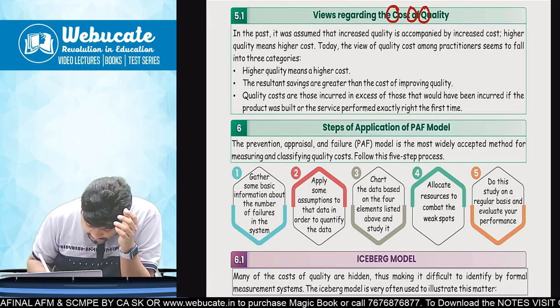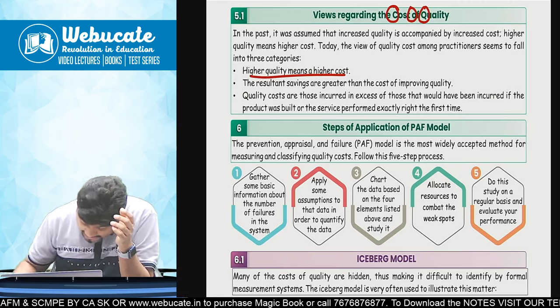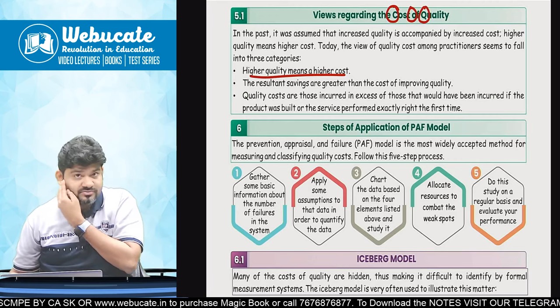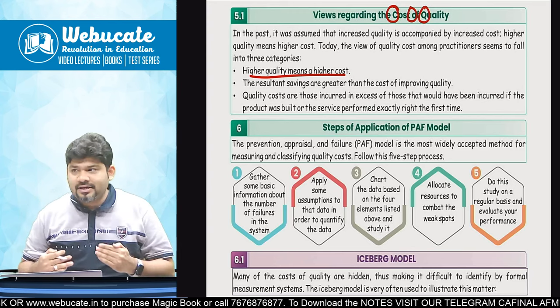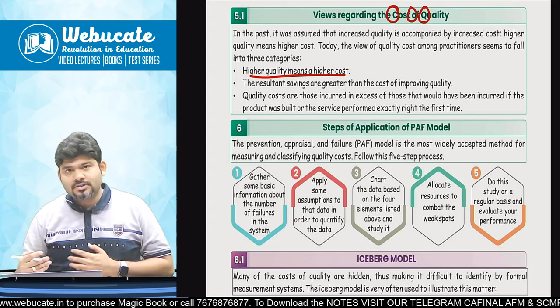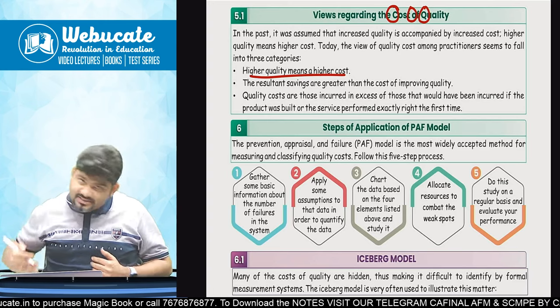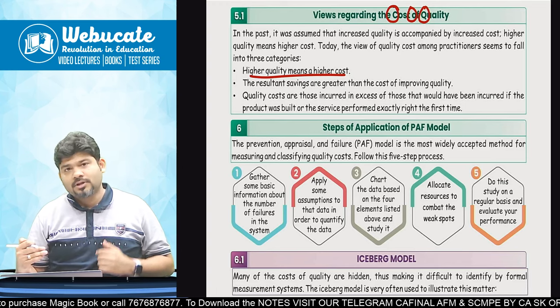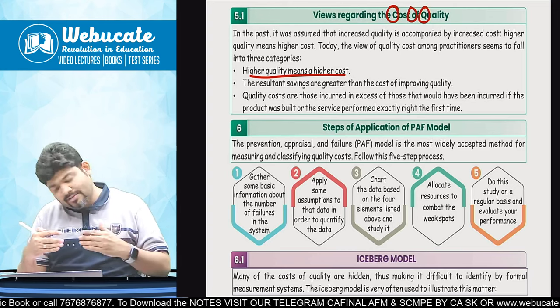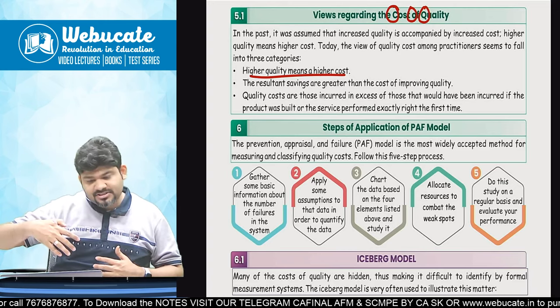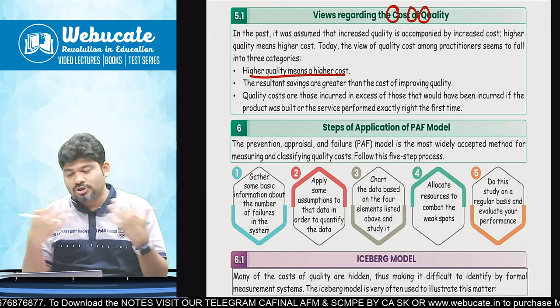So what are the views? First view is, higher the quality means higher cost, which is true to a certain extent. Because if I have to give quality, I will need more quality checks. In order to have more quality checks, I will need more laborers. So accordingly, everything is connected. More quality checks, so more laborers, so increasing cost, more packaging cost, all of that.